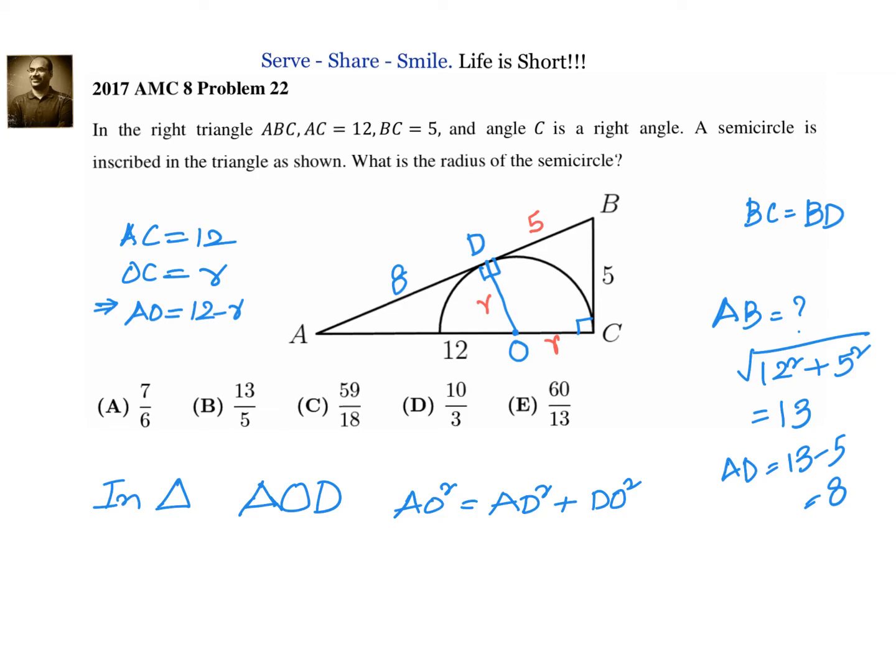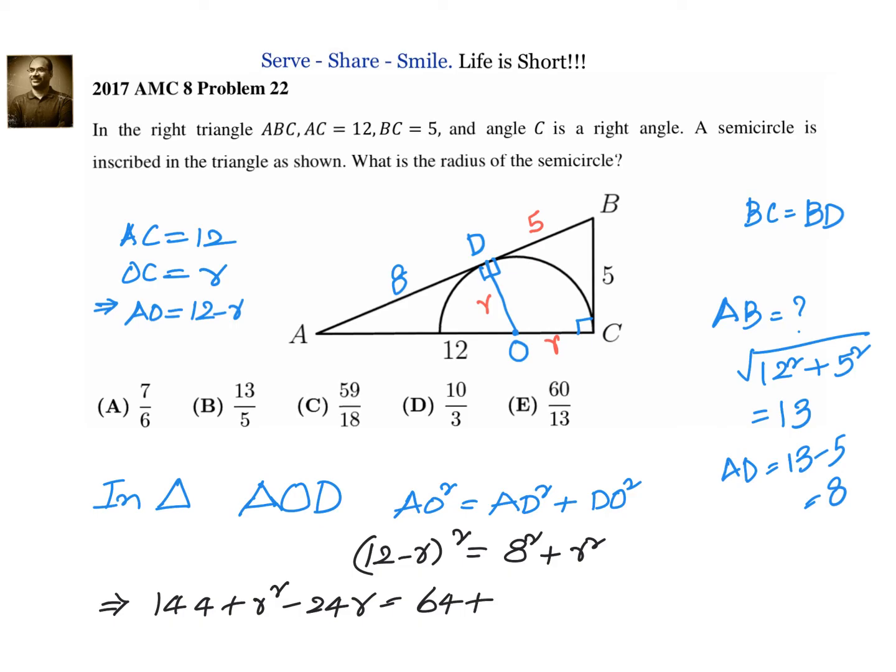Now let's come back and substitute the values. We have 12 minus R whole square equals AD square, that is 8 square, plus DO square, which is R square. Let's open the bracket. We have 144 plus R square minus 24R equals 64 plus R square. We can cancel R square on both the sides.